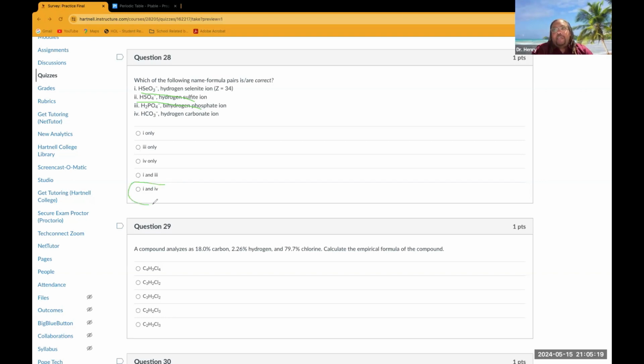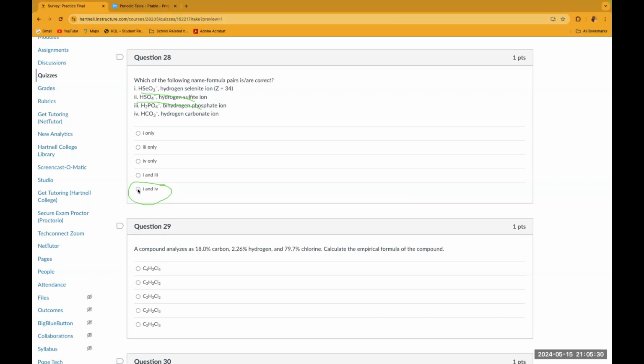So that would be the last one, E. So it would be I and I. Okay. Because hydrogen selenide is going to have the same amount of oxygen and charge as hydrogen sulfate ion. That is correct. I mean sulfite. Yeah.